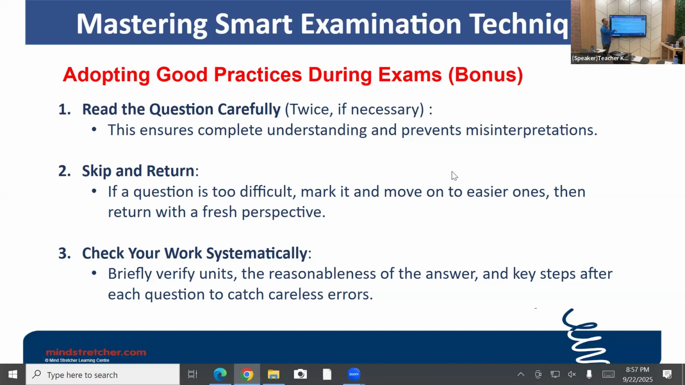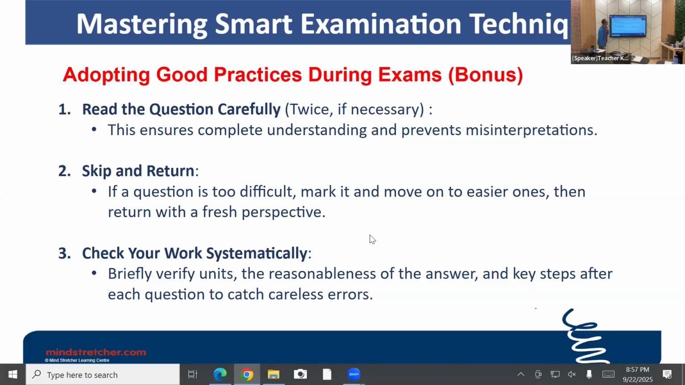Then you come back. Who knows, maybe when you come back to this question again, you actually remember what you need to do to solve it. Another one is to check your work systematically. Make sure that you verify the units, and also the reasonableness of the answer that you have given, whether it is logical or not. Also check key steps after each question to catch any careless errors, which we have covered. This is to ensure that you do not commit any errors.